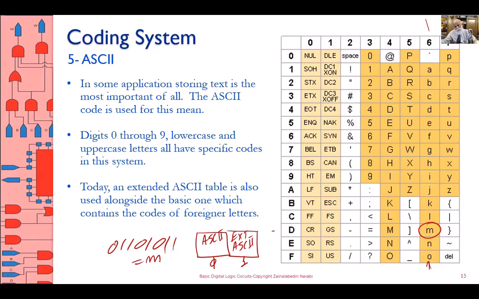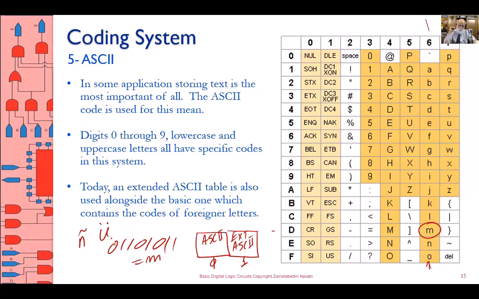How about extended ASCII? Well, extended ASCII is something like this, but then foreign characters like, for example, the N with a hat on it, or U with dots in German, or other characters are represented in the right-hand side. Okay?